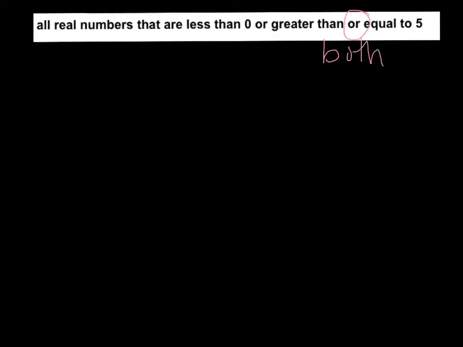On these, when we graph these, since it's both of them, we're just going to graph both of them on one graph. All right, so I'm going to draw a large graph. Okay, all real numbers that are less than 0. So I'm going to go ahead and put 0. Less than 0. Here's my graph.